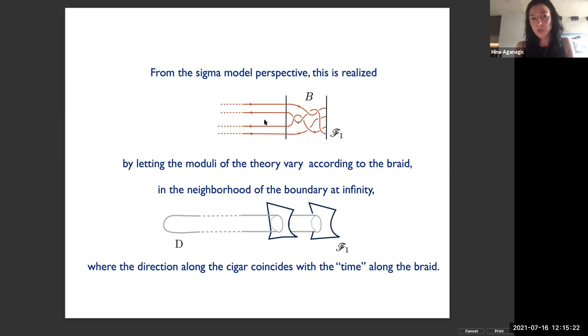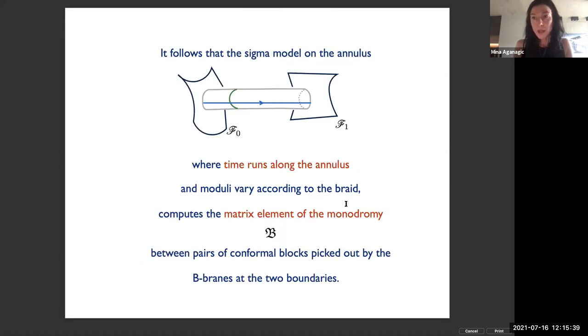From the sigma model perspective, you have yet more information. This whole story is realized by letting the moduli of the theory, the Kähler moduli, vary according to the braid in the neighborhood of the boundary at infinity, where the direction along the cigar coincides with the time along the braid. From that, one can derive that the sigma model on the annulus, where the time runs along the annulus and moduli vary according to the braid, computes the matrix element of the monodromy matrix, so a specific quantum group element that corresponds to the braid.